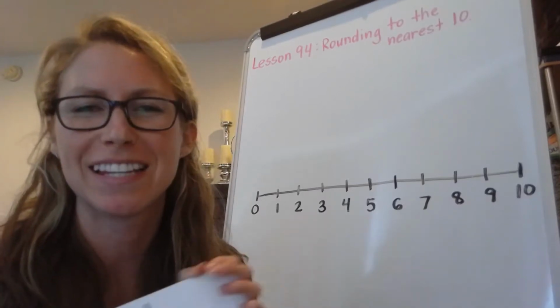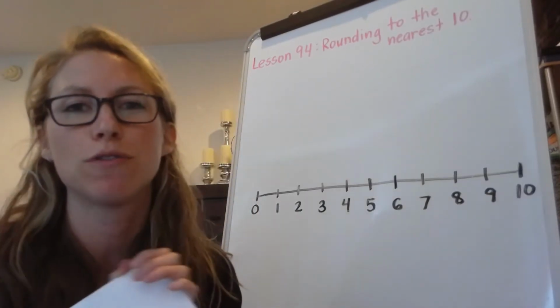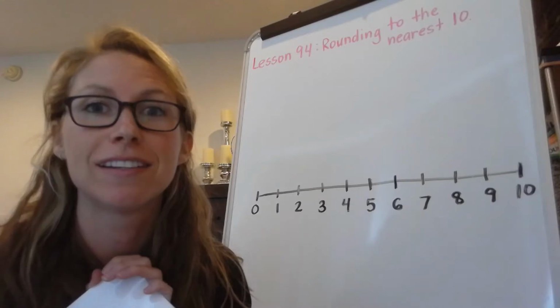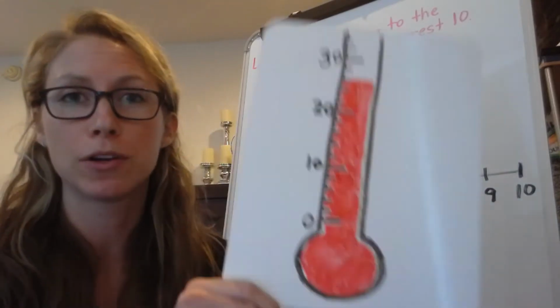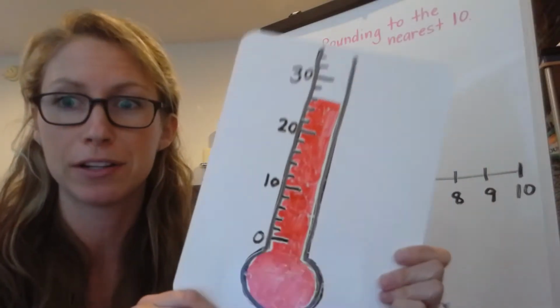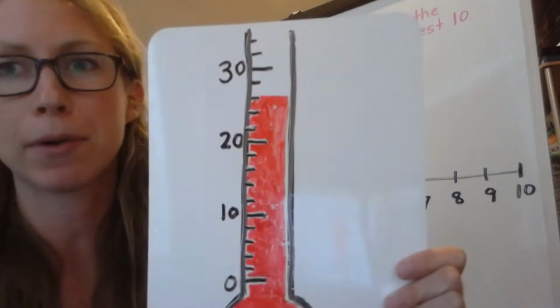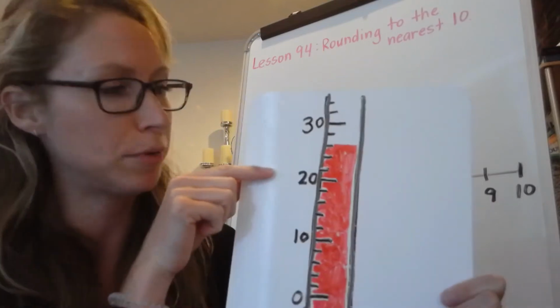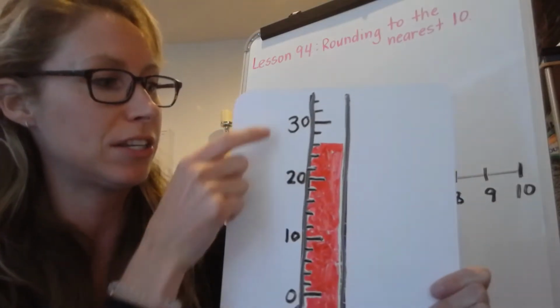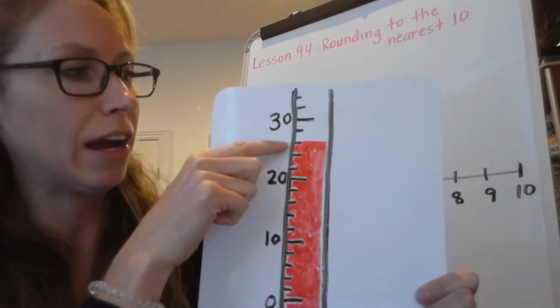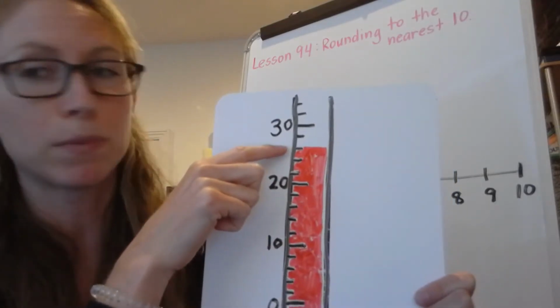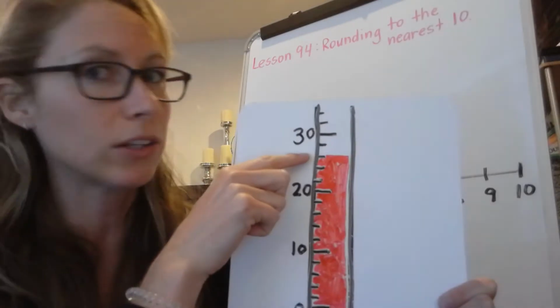Boys and girls, today's math mission is to round to the nearest 10. So we've already done some rounding when we're reading a thermometer to figure out the temperature. Because remember, when we first learned temperature, we were rounding to the nearest 10 degrees. So for this one, if our line on the thermometer comes up to right here, we have to look.